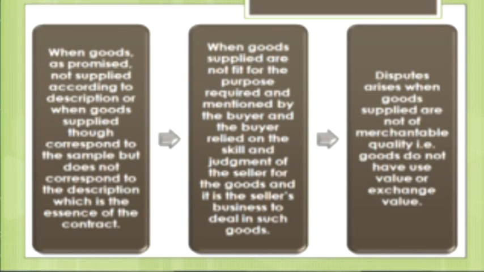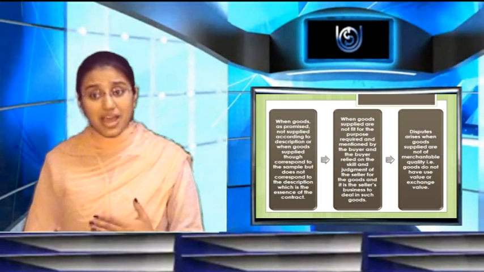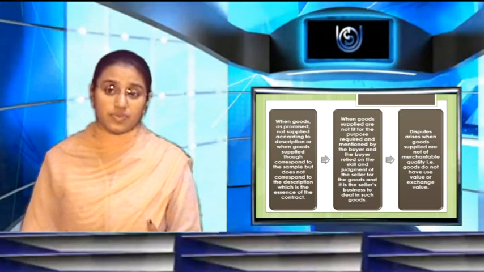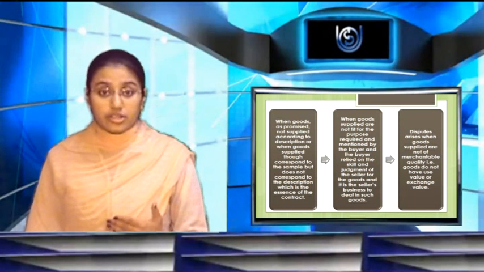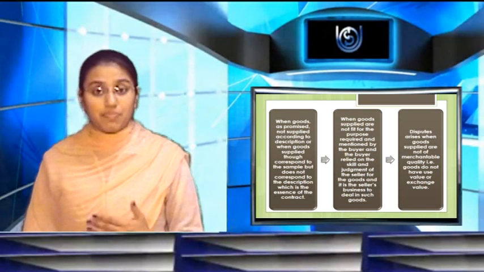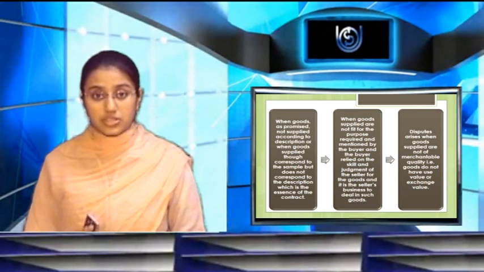When the goods supplied are not fit for the purpose required, जिस पर्पस के लिए, जिस रीजन के लिए बायर ने उसको परचेज किया था, उस पर्पस के लिए वो यूज नहीं हो रहा है, that is again a factor for the dispute. That is, the buyer relies on the skills and judgment of the seller for that goods sold. Then another dispute arises when the goods supplied are not of mercantile quality. It is one of the requirements of the Sales of Goods Act.